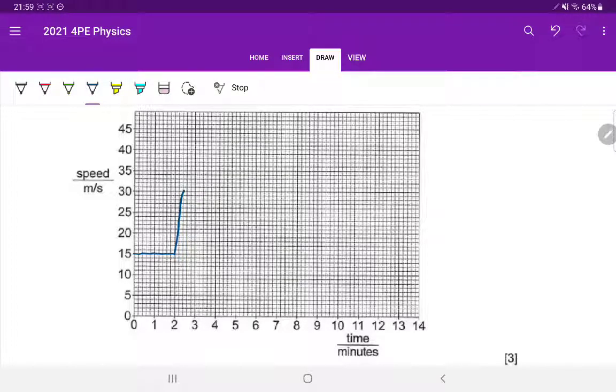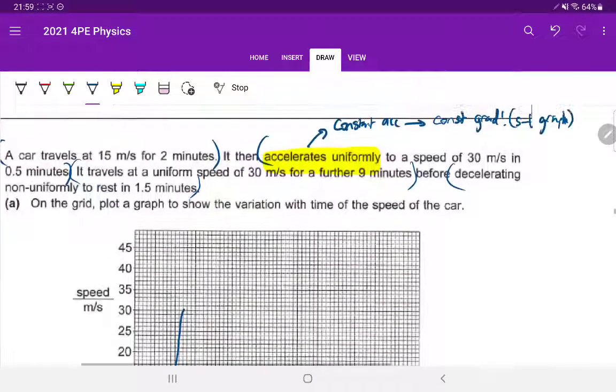Imagine it's a straight line. You need to use a ruler. Anyway, you have the answers now.